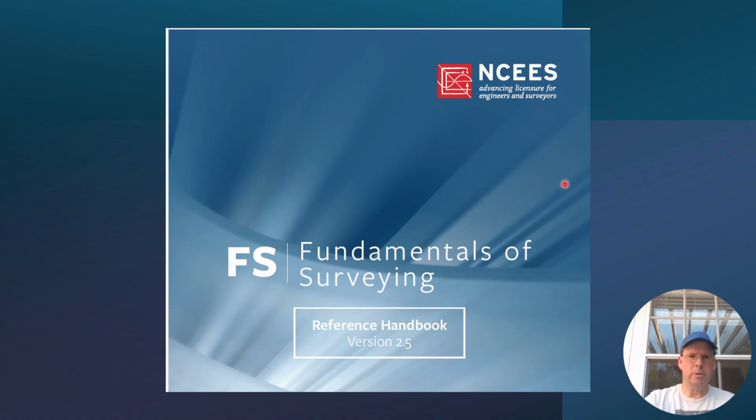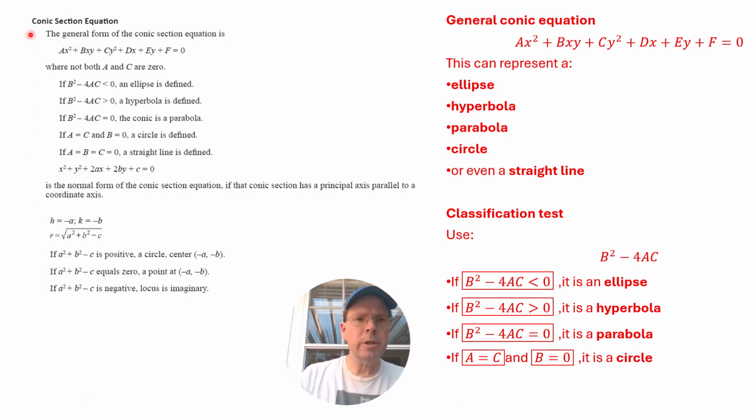Okay, let's take a look at the next set of equations that we're given here now. We get these conic section equations. So I just went ahead and ran down what these are. You get that general conic equation. This can represent an ellipse, hyperbola, parabola, circle, or even a straight line. So you can see they have these classification tests. You're going to use the b squared minus 4ac, and depending on what it falls into, you get either an ellipse, hyperbola, parabola, or a circle.